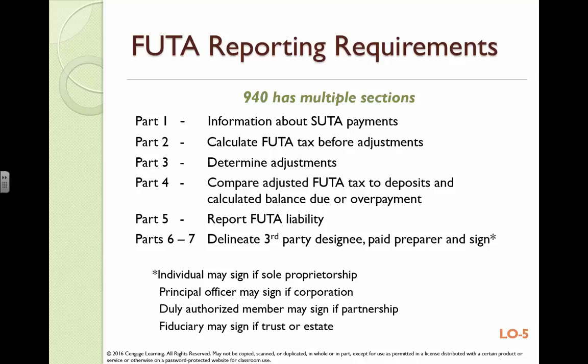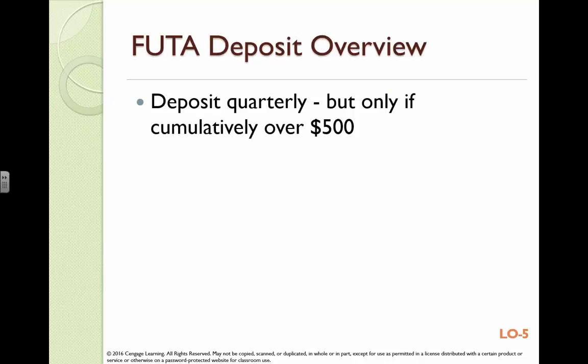Line 12 is, you carry it down there, and then line 13 is how much did you deposit for the year. And again, this is on the next screen, this is the rule for deposits: you're required to deposit quarterly, but only if it gets over 500 bucks. So if you go all year and cumulatively you don't get to 500 bucks, no big deal, you don't need to deposit at all. So down there in that case on line 13 you're going to put 0, and the whole amount is going to be due on line 14.